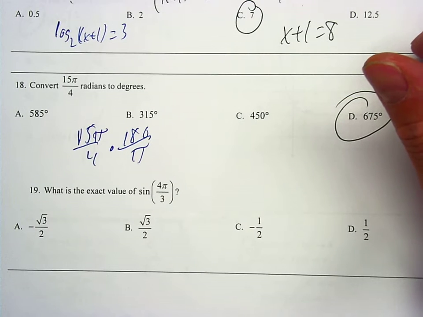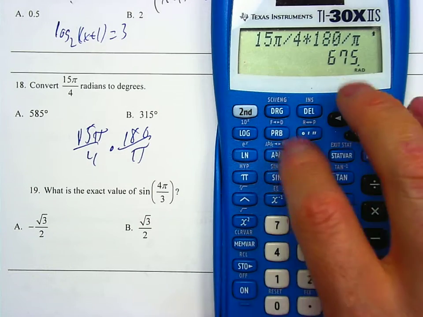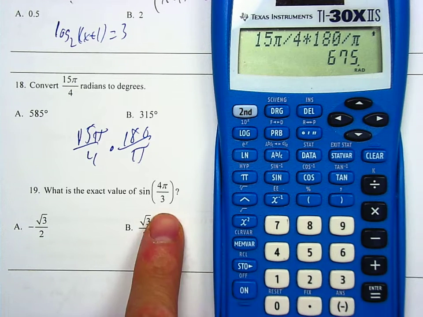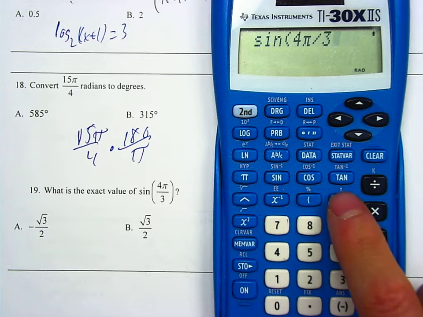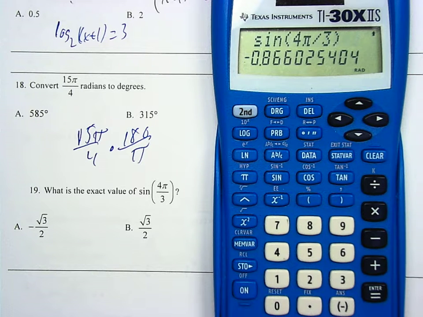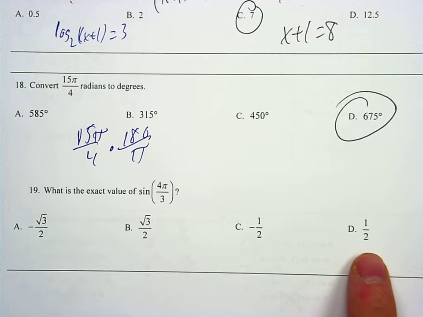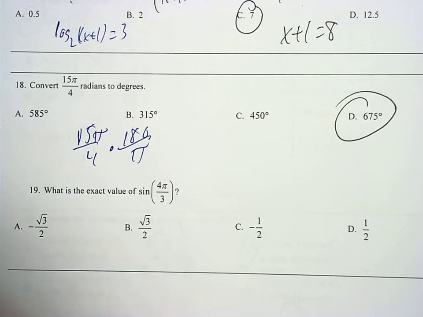The exact value of the sine of 4 pi over 3. All right. I'm in radian mode right now. That's a radian measurement. So the sine of 4 pi divided by 3 is negative 0.87. So that's not a negative half. That's not a positive half. That's not a positive square root of 3 over 2. That's a negative square root of 3 over 2 in value.